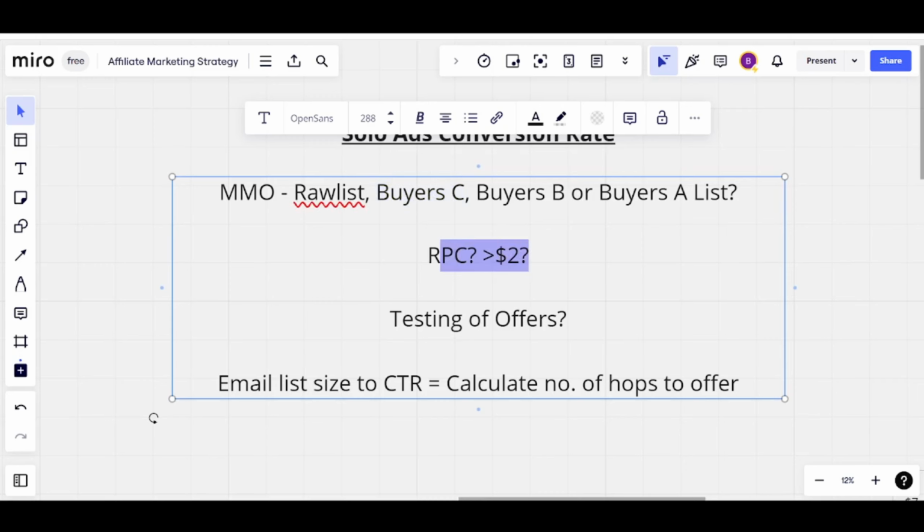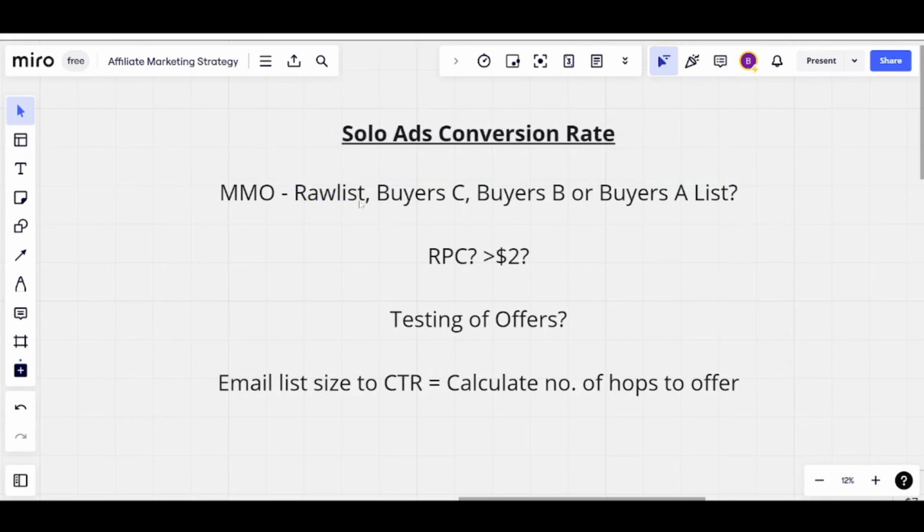Now, next, whenever I do testing, one of the things that I want to see is my RPC more than $2. When I'm talking about RPC, it is revenue per click. Of course, if you cannot get this RPC more than $2 within your raw email list, it does not justify that, especially when you're running pure traffic.